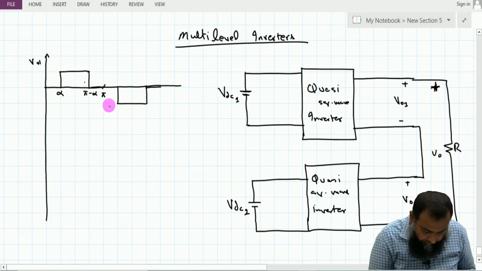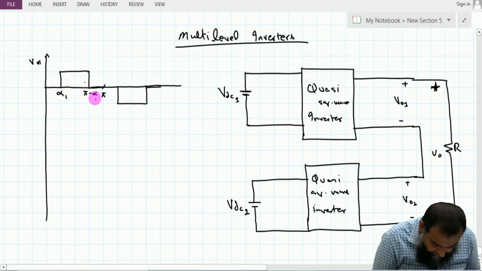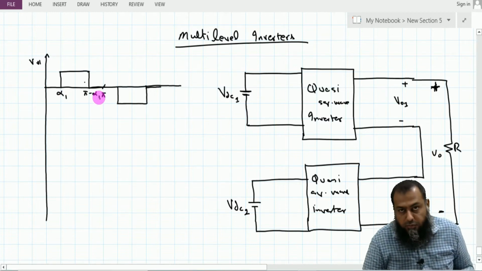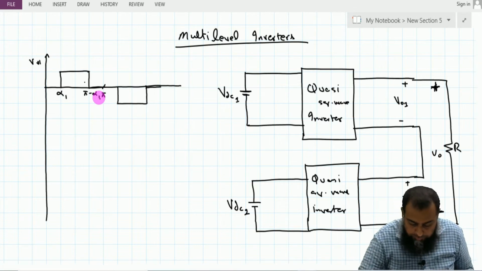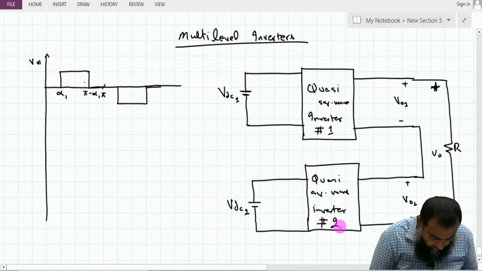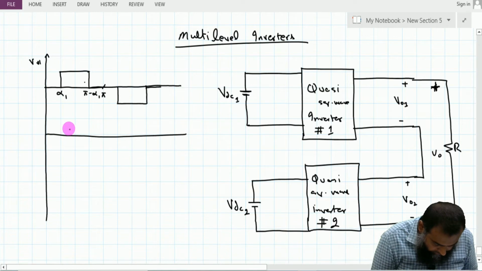So this is V01. Let us say this is alpha 1, just to distinguish it from the output which is coming from quasi square wave inverter number 2. So this is inverter number 1, this is inverter number 2. Here we have, let us say, this type of an output.